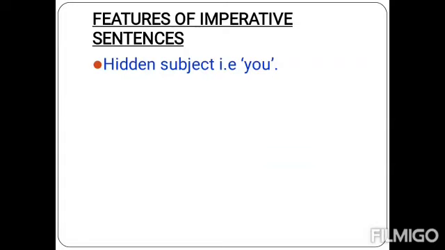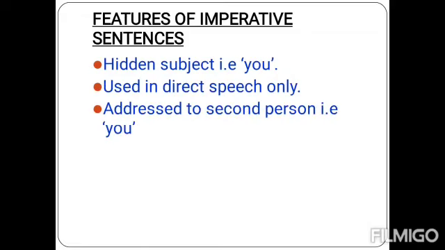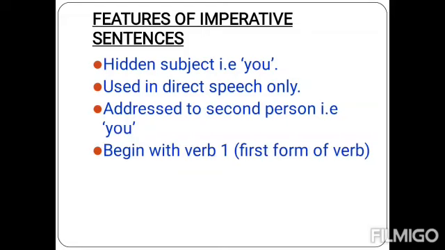Now, if we have a look at the features of imperative sentences, first of all, the important thing is that the hidden subject in imperative sentences is you. Next, it is used in direct speech only. One-to-one talk is there, right? Addressed to the second person, that is you. So two persons are talking in imperative sentences. One is I and the other is you. First person and second person.